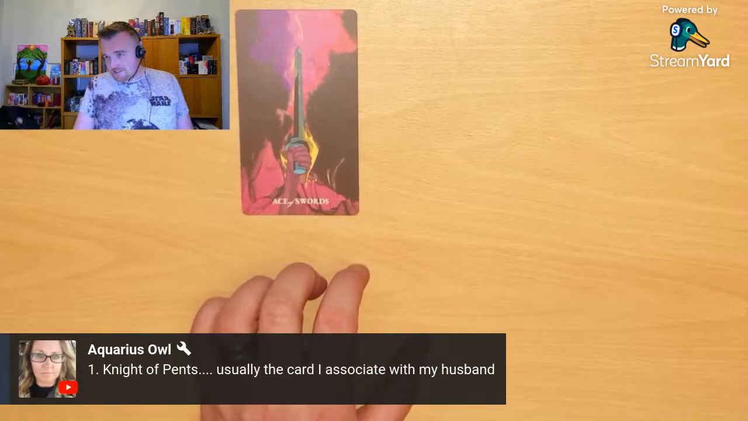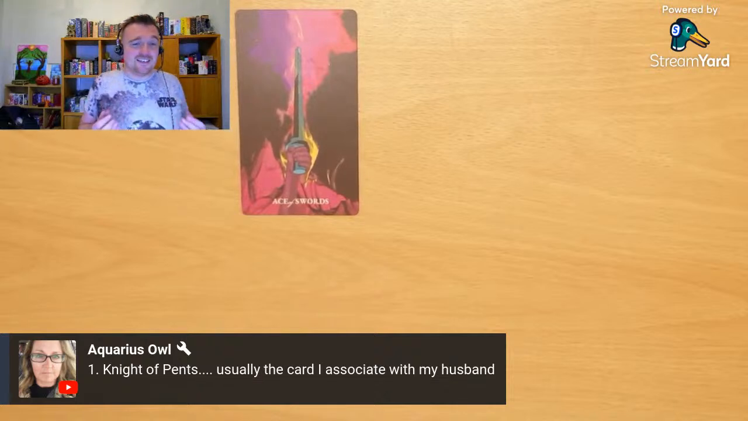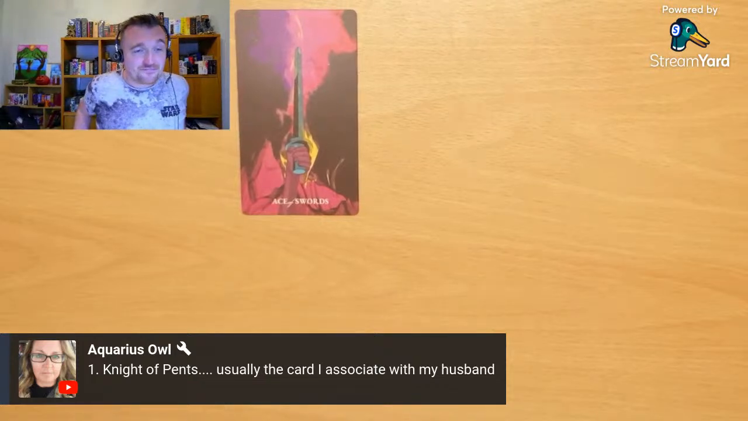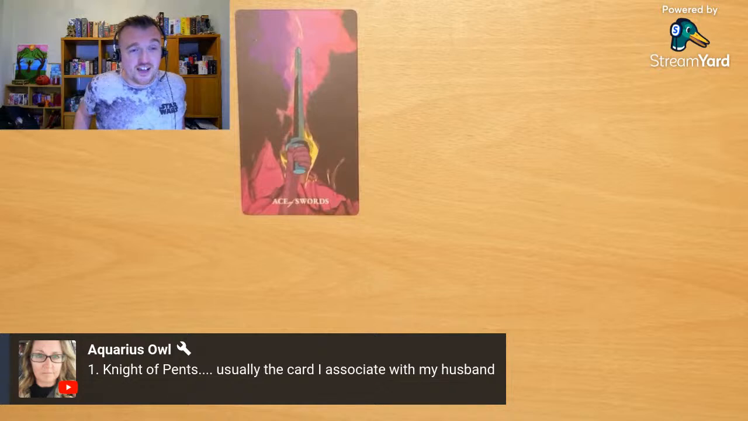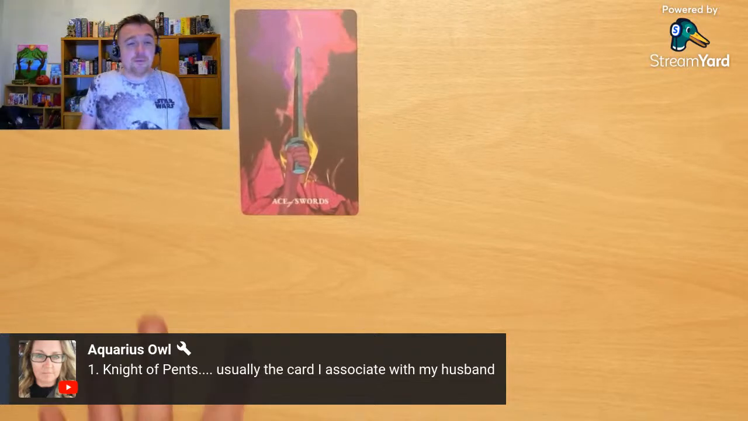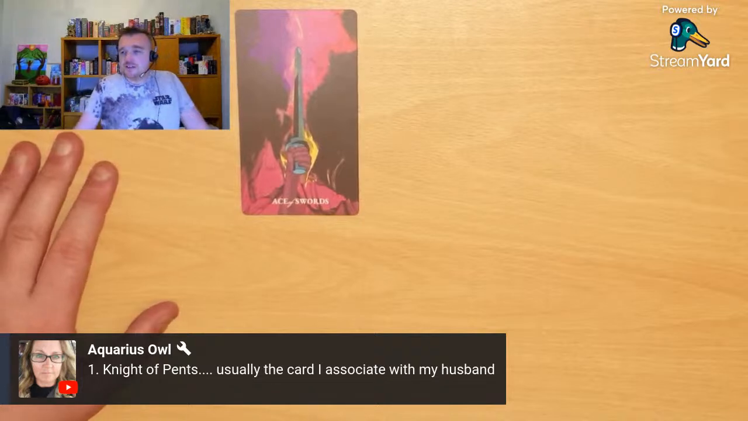The Knight of Pentacles, usually the card I associate with my husband. Okay, interesting. So that suggests that you're very grounded, very centered, very stable. Is that the word that I'm trying to think of? I guess just a strong base, and very much a slow and steady wins the race type of person. Structured, is that the word that I want to use? I need to get a thesaurus, don't I?